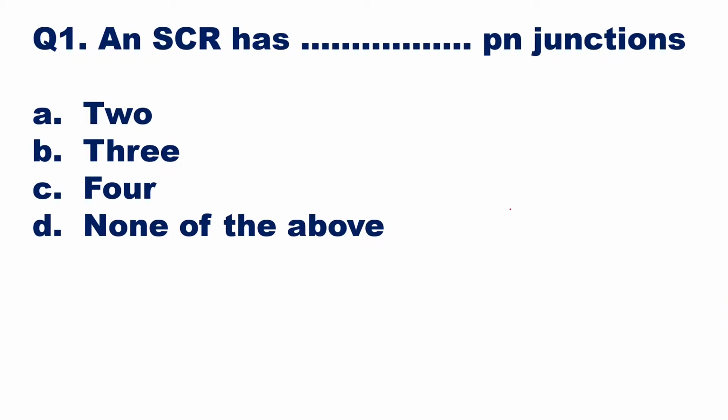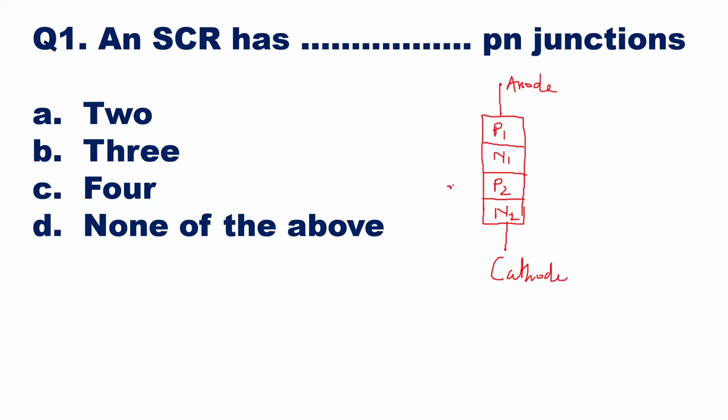So here in this question, it has been asked how many PN junctions a SCR structure has. If you remember the SCR structure, we know that it is a combination of four layers. So the layers will be like P, N, P, N. We will number them as P1, N1, P2, N2. This we will take as anode, this we will take as cathode, and here we will take the gate terminal. Okay, so this is the structure we have studied about SCR.